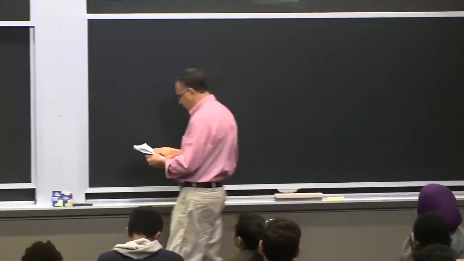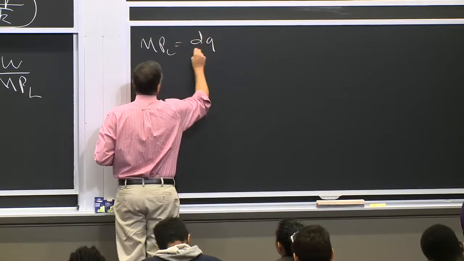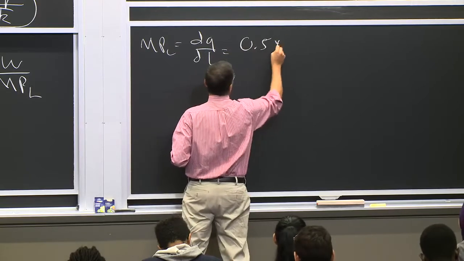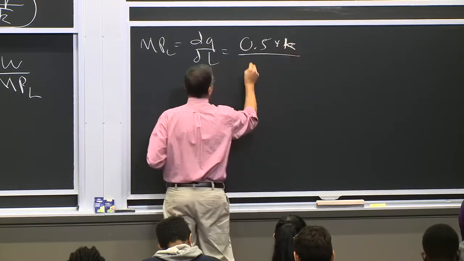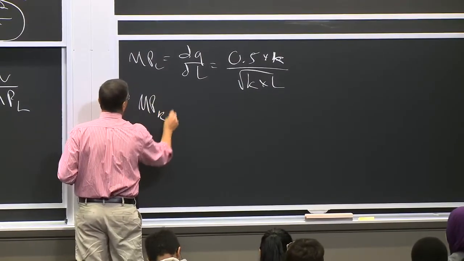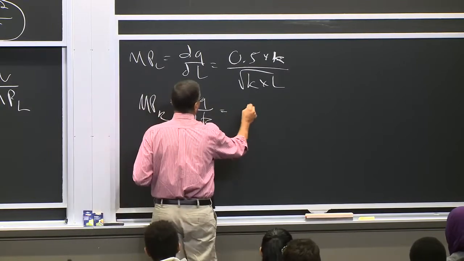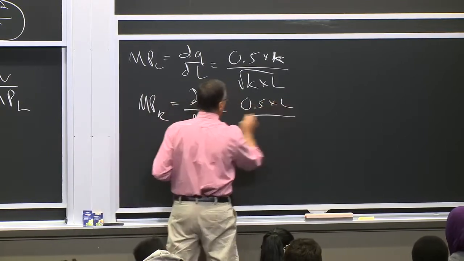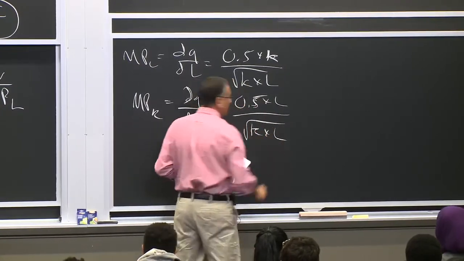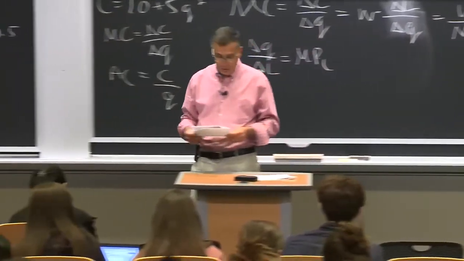Okay, if we solve for this, we know that the marginal product of labor, dQ/dL, is 0.5 times K over the square root of K times L. And the marginal product of capital, dQ/dK, equals 0.5 times L over the square root of K times L. All I did was take the derivative of the production function.